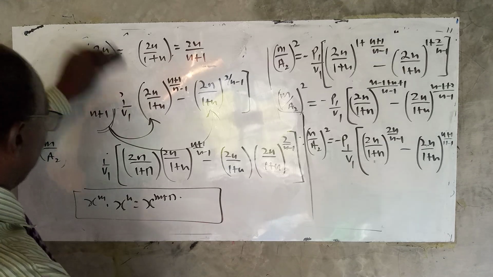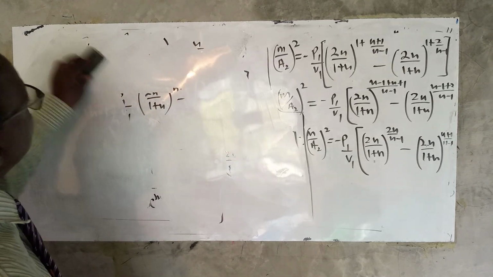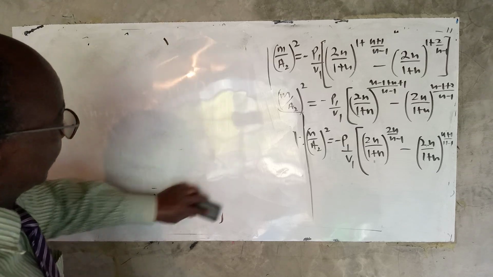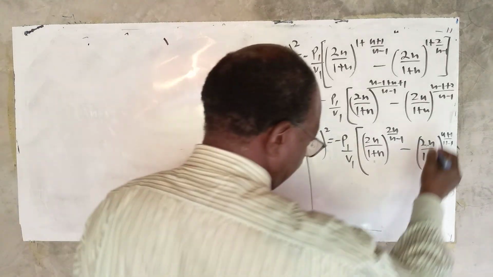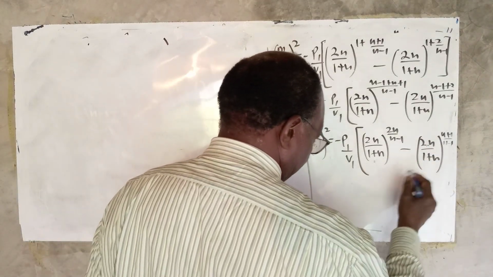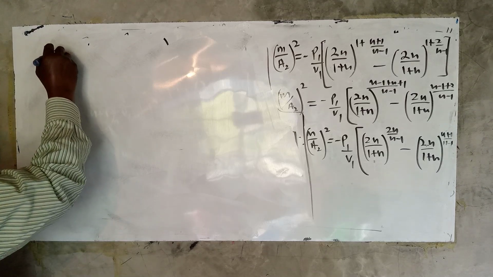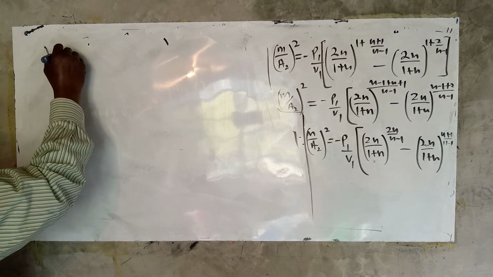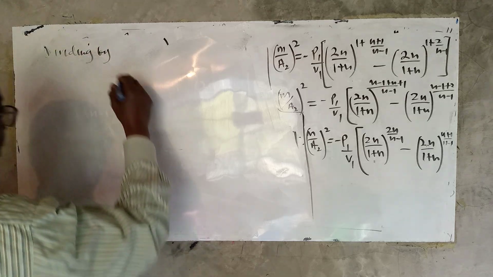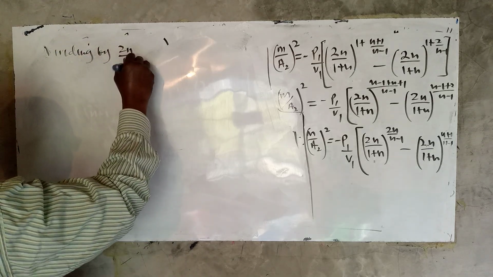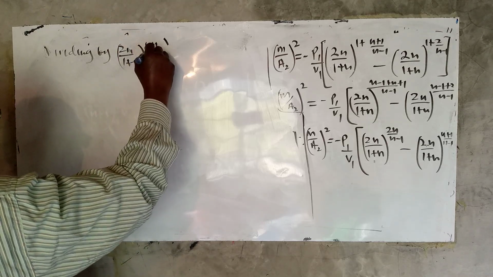So we are getting there. We are getting there systematically. Now, if we divide by this quantity, dividing by 2n over 1 plus n, the power n plus 1, n minus 1.